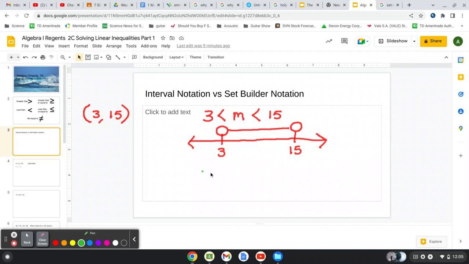Now let me just change the pen there. If I gave you this, though, let's say we put m is less than or equal to 15. Then how do you think we would do interval notation? Well, we would do the same with the parentheses because it's not including 3. But we're including 15. m could be 15, so we use a bracket. So remember, we're going to use either parentheses or brackets for interval notation. All right, so let's clear that out. Rewind the tape if you need to.